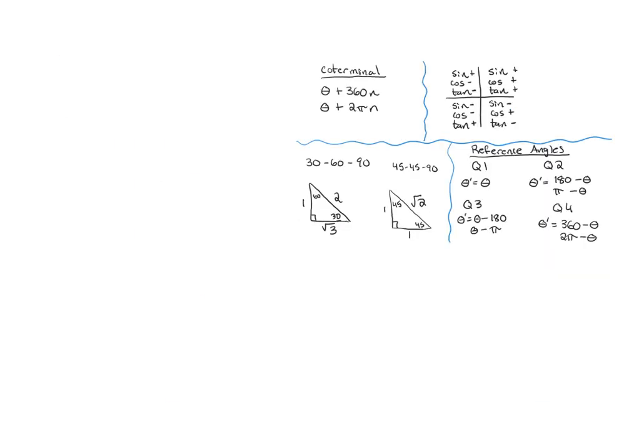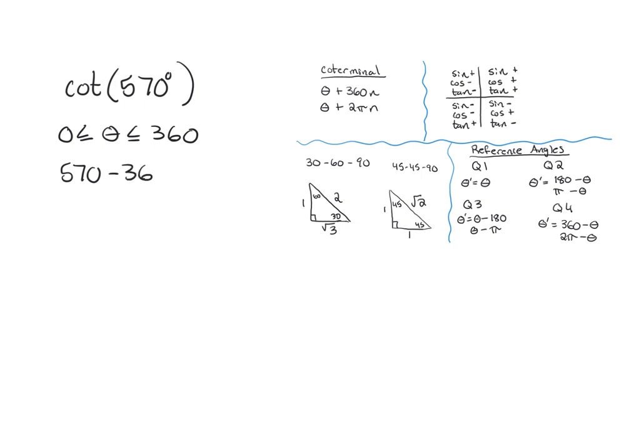And here is our last example. We're going to do cotangent of 570 degrees. So is 570 in this interval? No. So let's find a coterminal angle by doing 570 minus 360, which is 210.